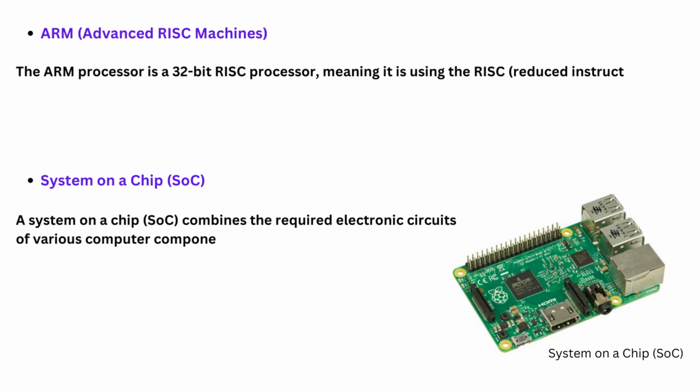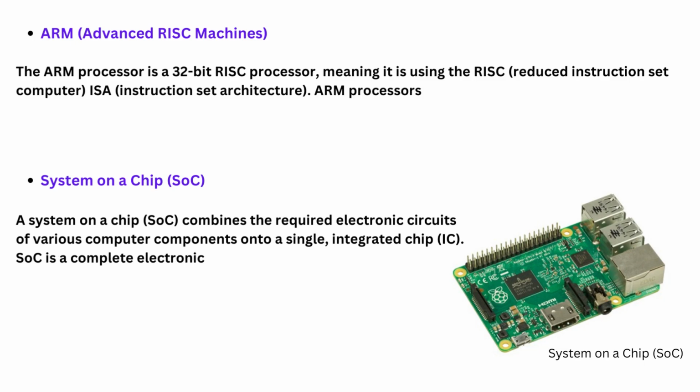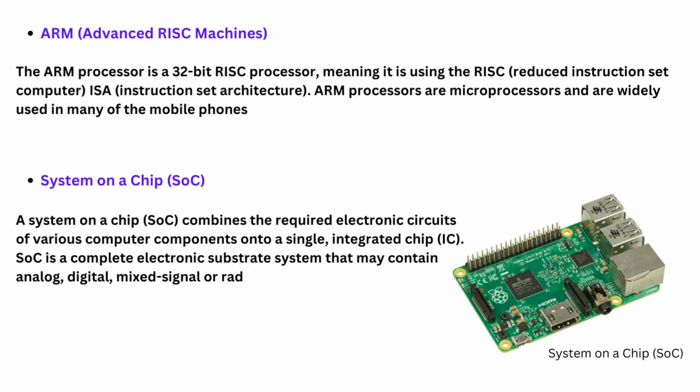ARM processors are microprocessors and are widely used in many of the mobile phones sold each year, as many as 98% of mobile phones. They are also used in PDAs, personal digital assistants, digital media and music players, handheld gaming systems, calculators, and even computer hard drives.